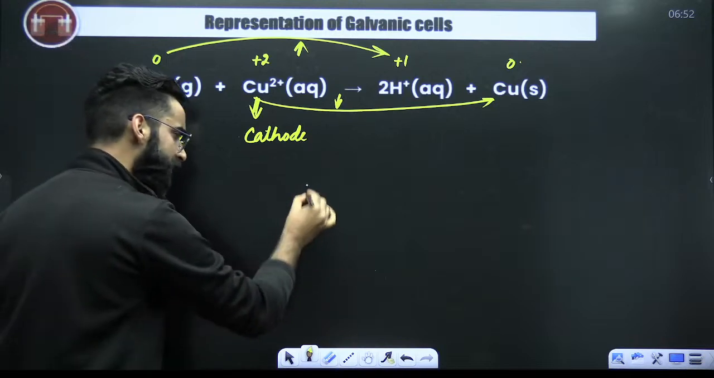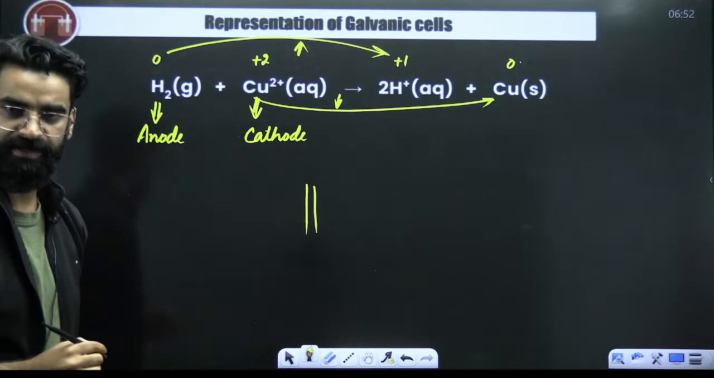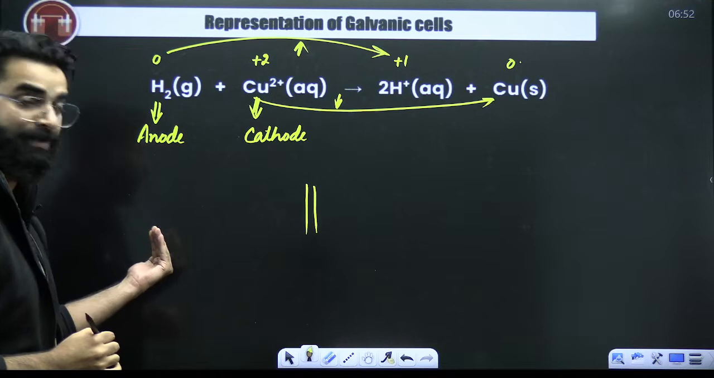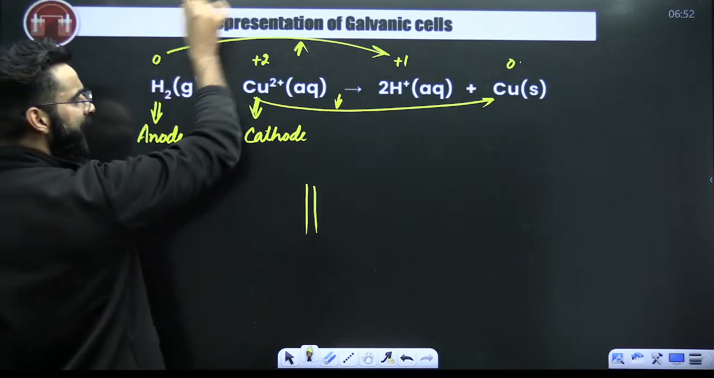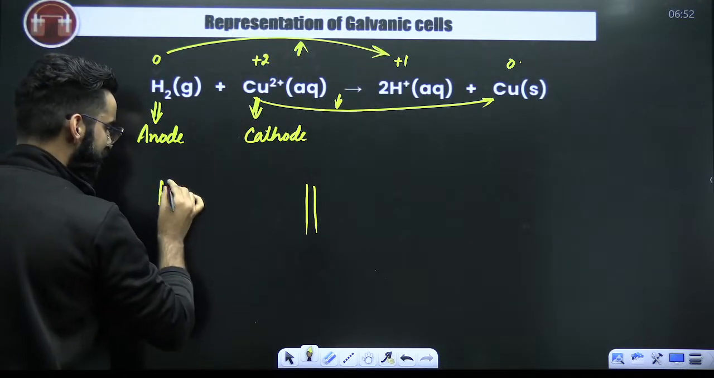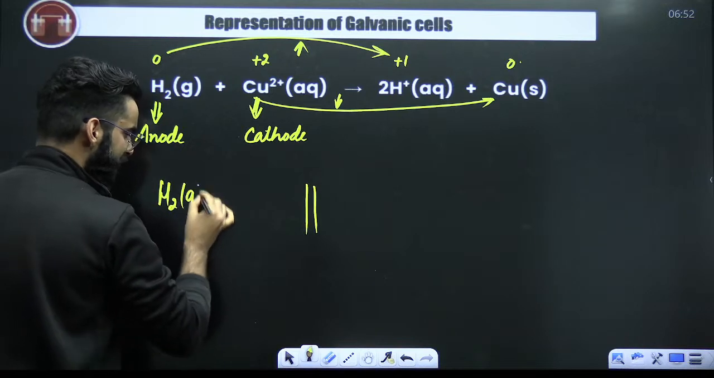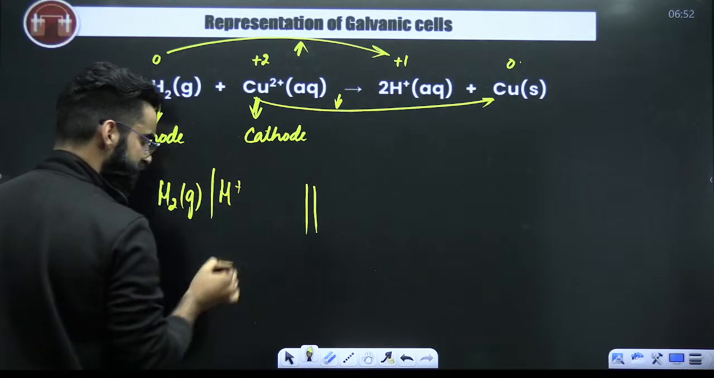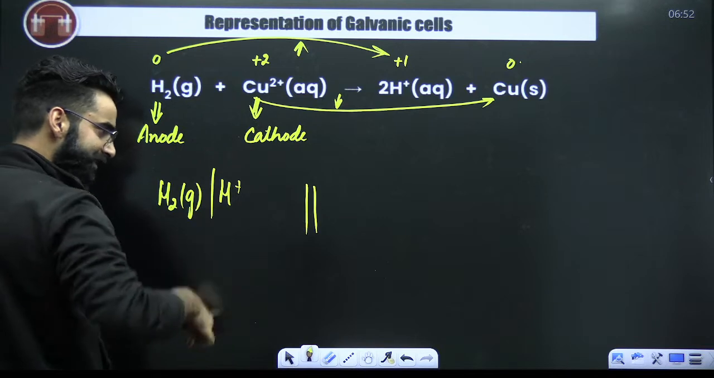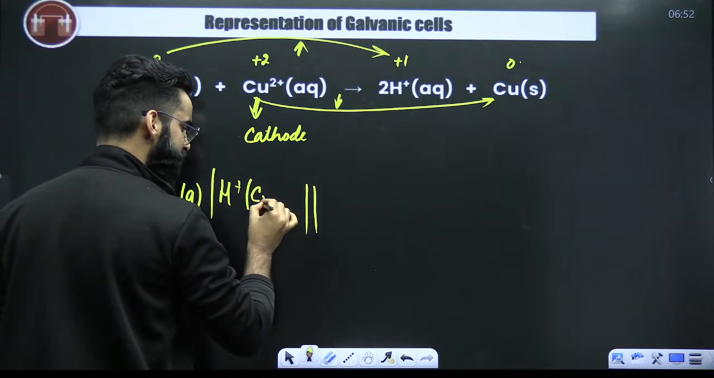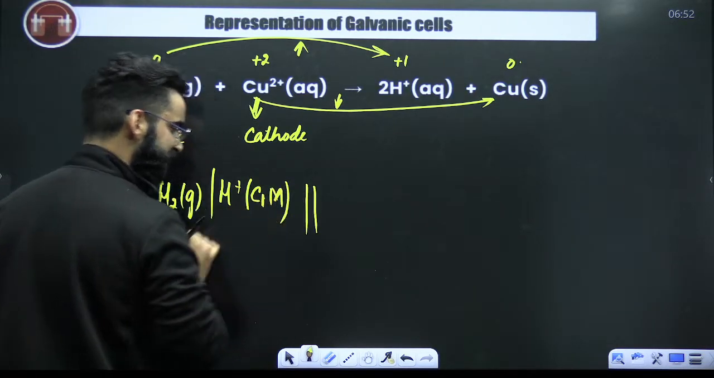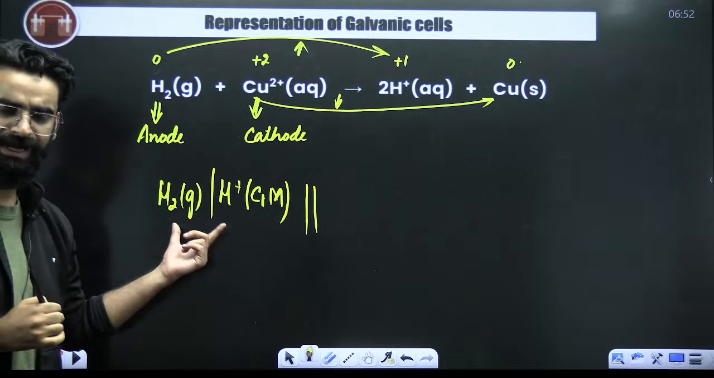So what you'll be doing? Again, draw the two lines. These two lines represent the salt bridge. On the left, you'll be writing the anode. And at anode, H2 is getting converted into H positive. At anode, H2 gas is getting converted into H positive. And this H positive enters into the left container in which the concentration of H positive, imagine that it is C1 molar.